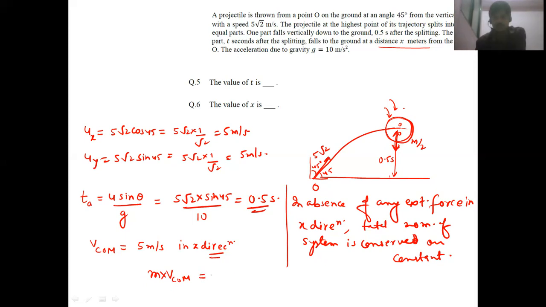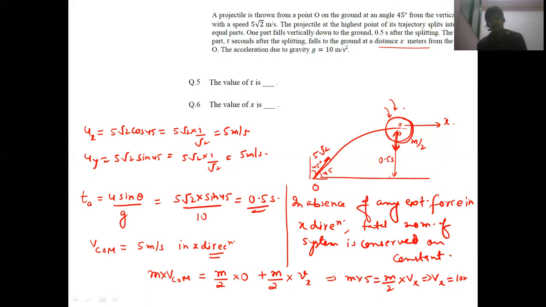We are conserving the momentum, and we have m by 2, and the first part is falling here only. So it does not have any x component of velocity, so I am writing 0 here. And the second part, which I suppose has a velocity v, must move in this direction only to conserve the total momentum. The second part must move in this direction. Yes. So from here I can see that m into 5 will be m by 2 into vx. So vx is coming as 10 meter per second.